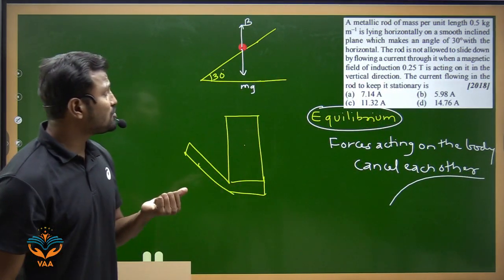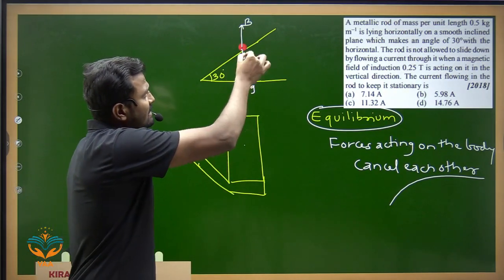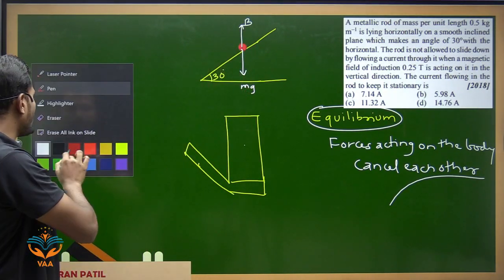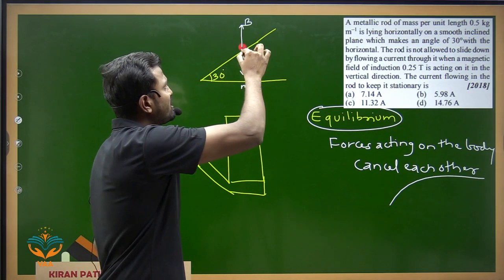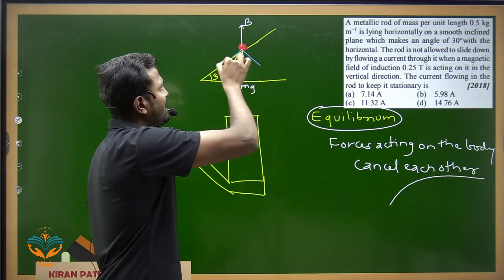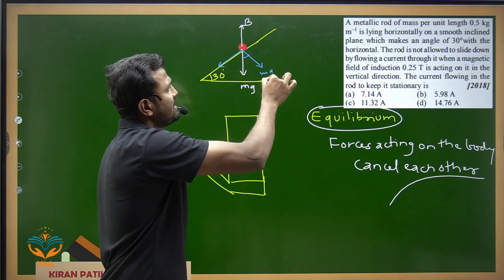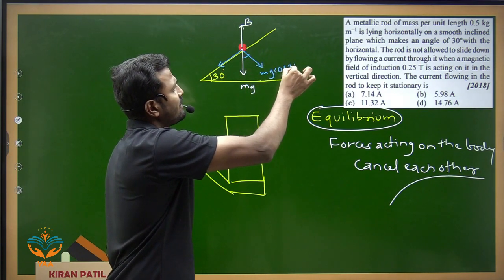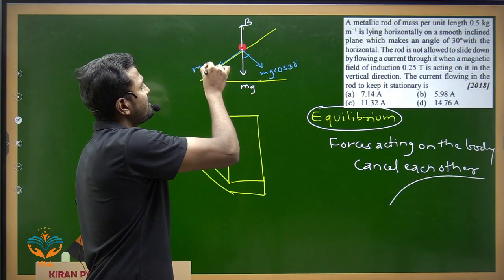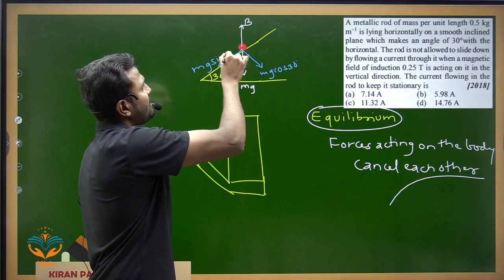So what are the forces? See, if we understand, these are the components. What are the components of this mg? Mg will have two components. One is acting here, other is acting this side. Fine. So this is 30, this becomes 30. So this is mg cos 30. This becomes mg sin 30.